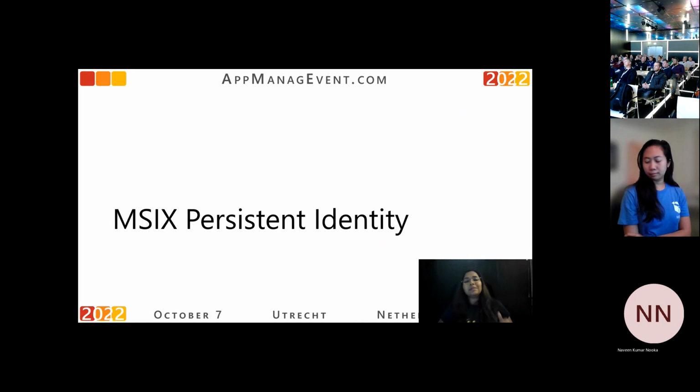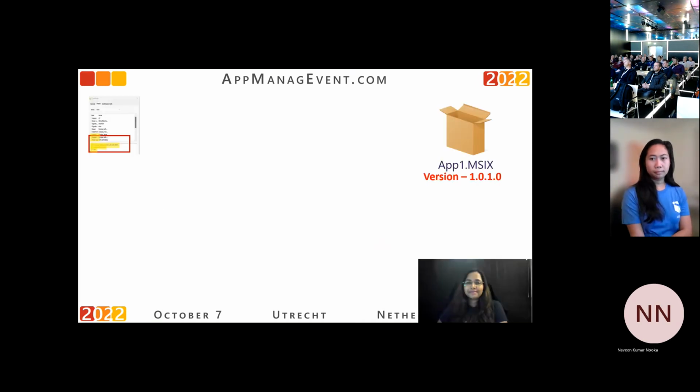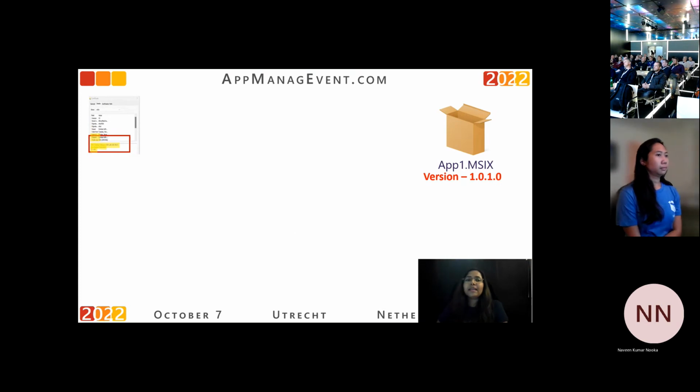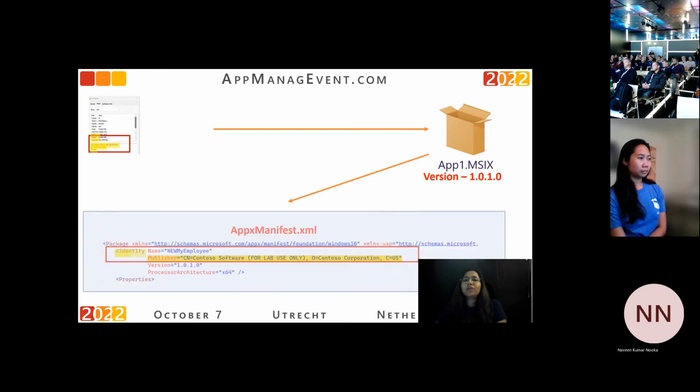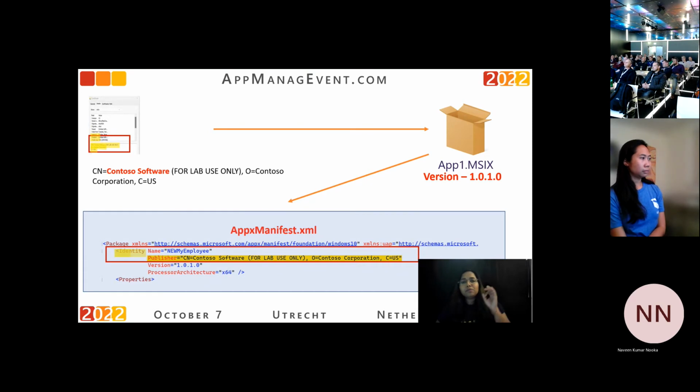The first one is MSIX persistent identity. You have to sign every MSIX application before you can install it. Even the certificate that you used for signing this application should be trusted on the machine you are installing the application on. Let's say you have been using this Contoso certificate for signing your applications. The publisher name on this certificate becomes part of the identity of your application. The hash of this publisher name becomes part of the package family name and package full name, which are important when it comes to the app update cycle.